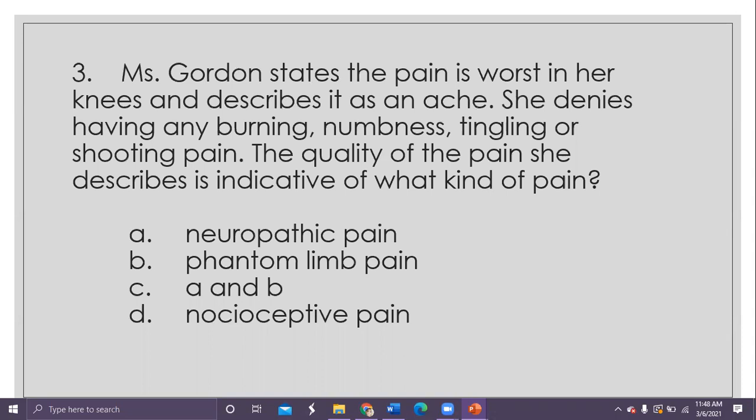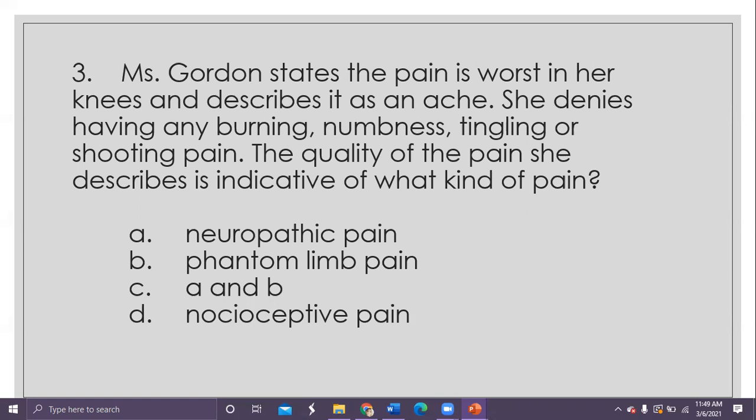3, Ms. Gordon states the pain is worse in her knees and describes it as an ache. She denies having any burning, any numbness, any tingling or shooting pain. The quality of the pain she describes is indicative of what kind of pain, Brooke? I want to say C, A, and B. Okay, she's missing a limb. Oh, I think it's A because she's not missing a limb. Not that I heard. She does not have any burning, does not have any numbness, no tingling or shooting, but she's phantom pain, isn't it? Aching knees.